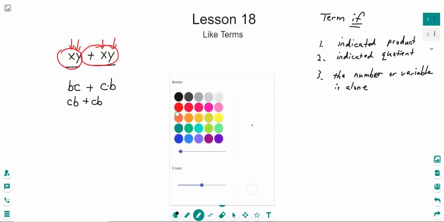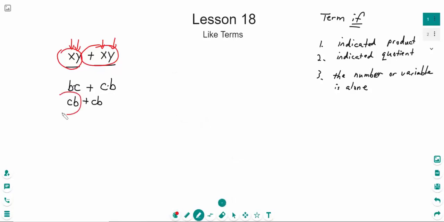So these two terms are like terms. If I were to just throw some terms at you, let's go back to our block here. We'll give you a term: ACB. And then I'm going to do BAC. And I might ask you, are these two terms like terms?